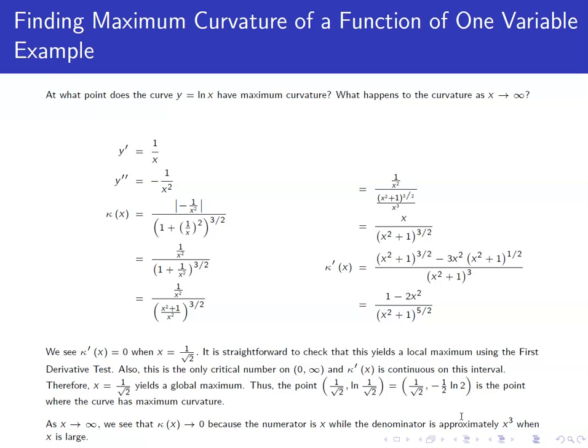For the second part, asking what happens to the curvature as x goes to infinity, well, the numerator of your curvature function here is x, so it's x to the first power. The denominator behaves like x cubed. So the fraction is x over x cubed, essentially, as x gets large, or essentially this looks like 1 over x squared, which goes to 0, so we see that the curvature goes to 0 as x goes to infinity.